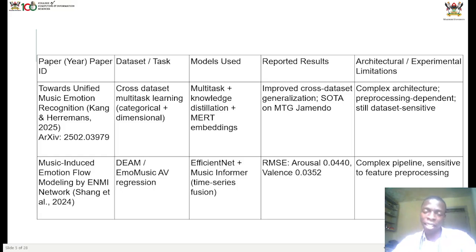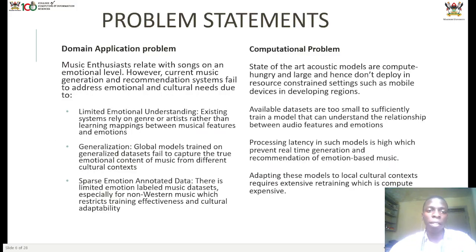Another one is music emotion recognition by EfficientNet. This one uses the DEAM dataset, the same dataset that we also used for this project of ours, and they used EfficientNet. One limitation it had was the complex pipeline that it possessed.